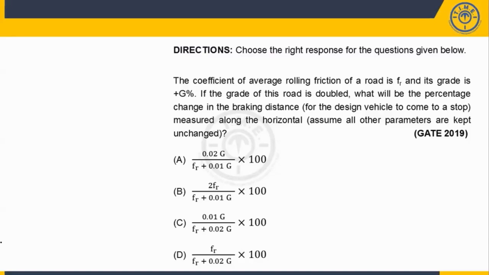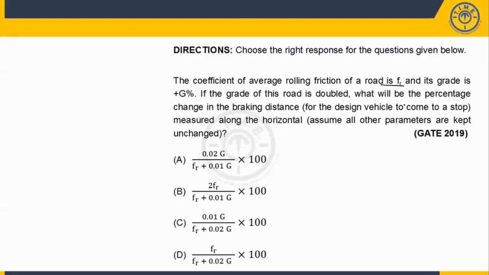Sir, I am getting g by f eta plus 2g into 100. We will check, don't worry. Listen, the coefficient of average rolling friction of a road is FR, and its grade is plus Z.